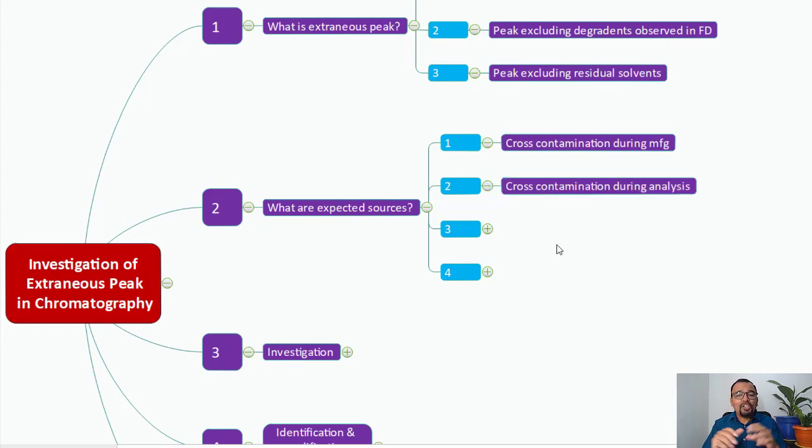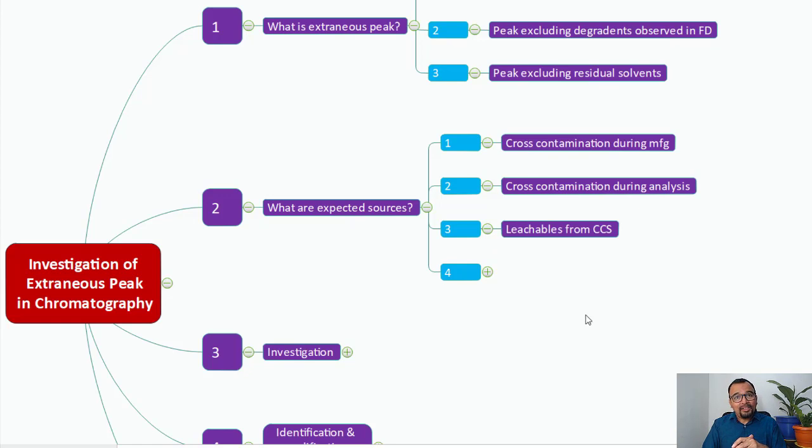The second can be cross contamination during analysis. If you are using used glassware and the glassware is not cleaned properly, it can become the source of the extraneous peak. So leftover residues can become the source of your extraneous peak even during the analysis, and it can be your pipettes, your volumetric flasks, or your HPLC vials. Those can become the source of cross contamination.